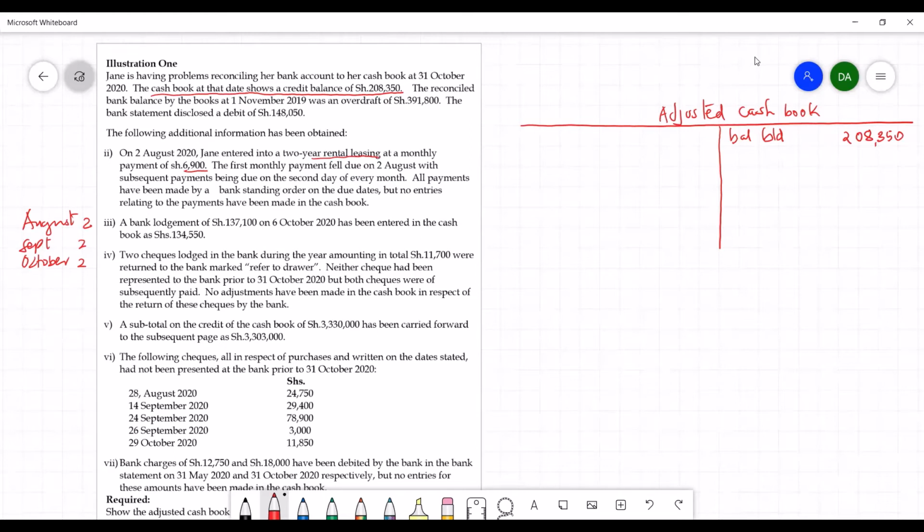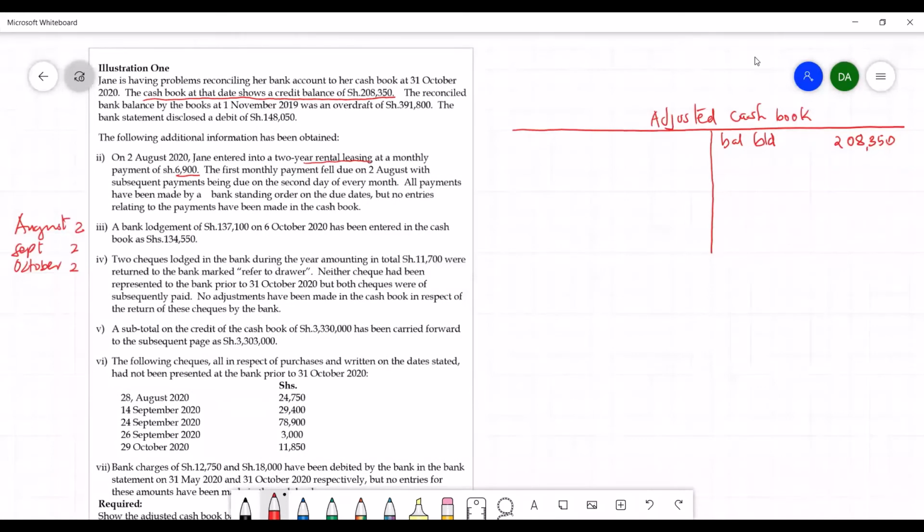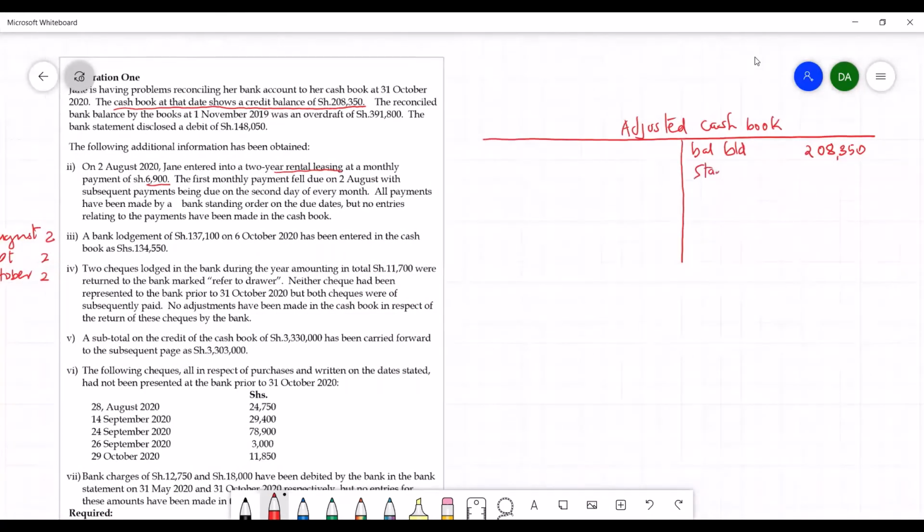And therefore, we multiply the monthly rental of 6,900 by 3. If we multiply that by 3, then we get a total of 20,700. Being that these are payments, they need to be subtracted from the cash book or entered on the credit side of the cash book. And we call that a standing order, or we could call it rent. So these are standing orders for rent: 20,700.